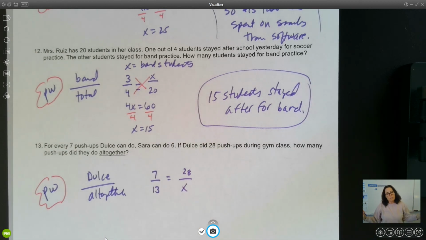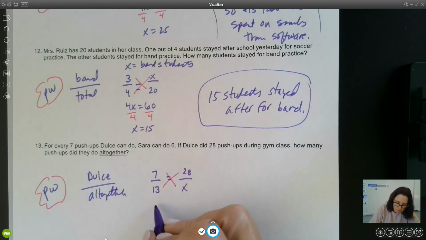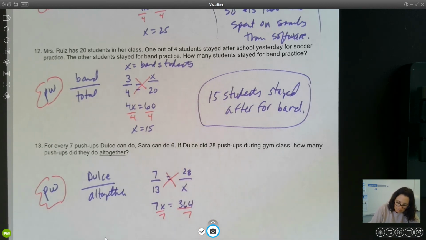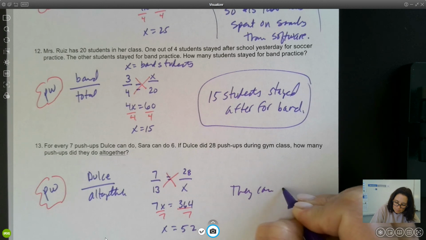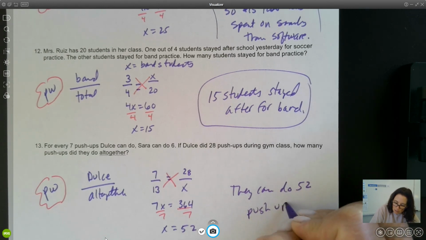I could have done a part to part with Dulce and Sarah, and then added at the end. But this is just a little smarter because it's saving me that extra step. So I got 7x equals, that's a yucky number, 364. Divided by 7, 52, even here. So they can do 52 push-ups together.